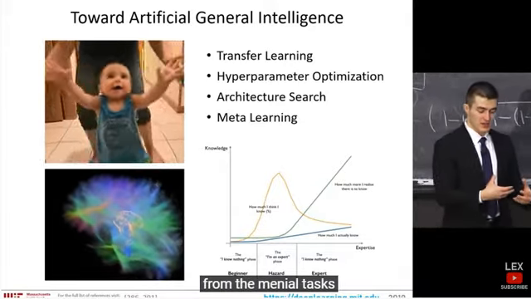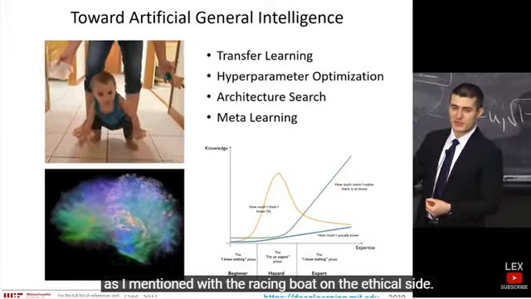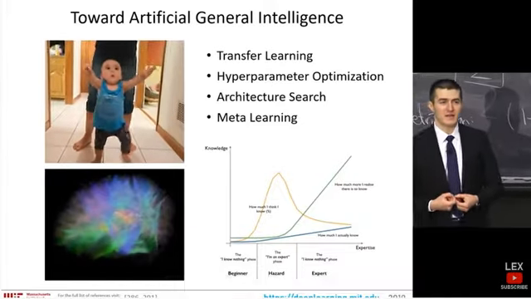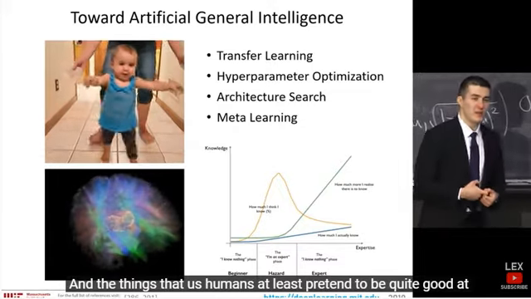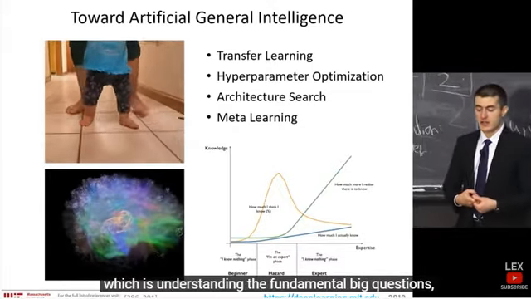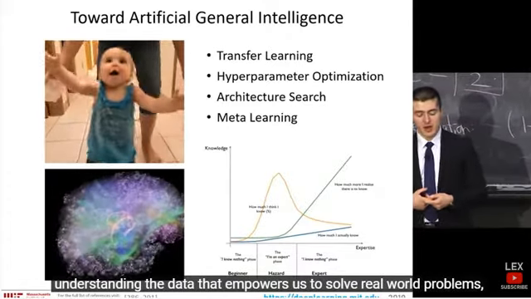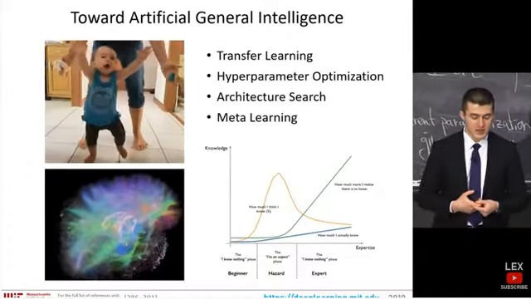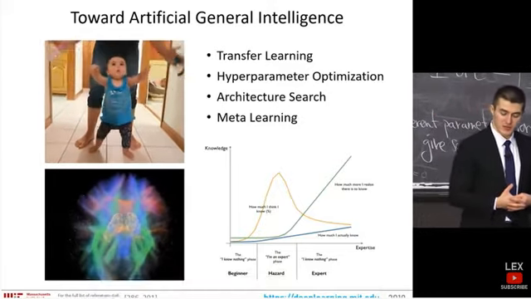the menial task and involving the human only on the fundamental side, as I mentioned with the racing boat, on the ethical side, on the things that we humans at least pretend to be quite good at, which is understanding the fundamental big questions, understanding the data that empowers us to solve real-world problems, and understanding the ethical balance that needs to be struck in order to solve those problems well.